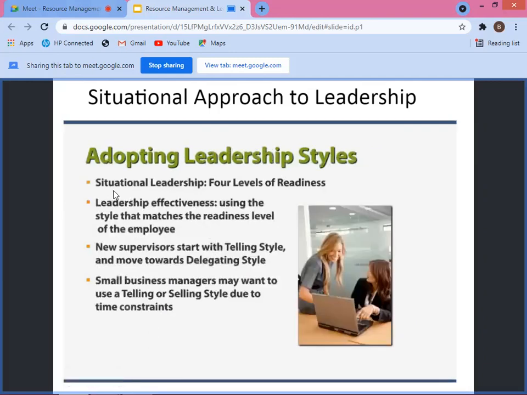So, situational leadership, 4 levels of leadership. Leadership effectiveness means using the style that matches the readiness level of the employee. New supervisors start with the telling style and move towards the delegating style. Small business managers may want to use a telling or selling style due to time constraints. This is okay.